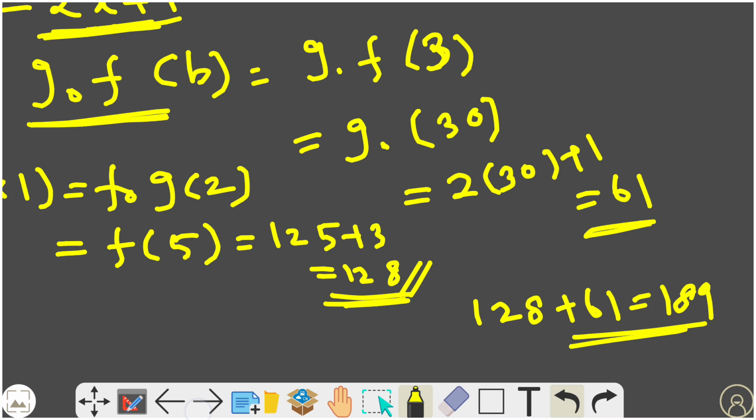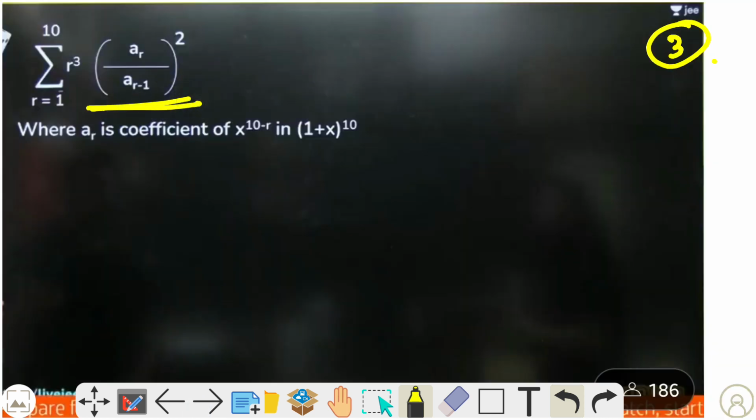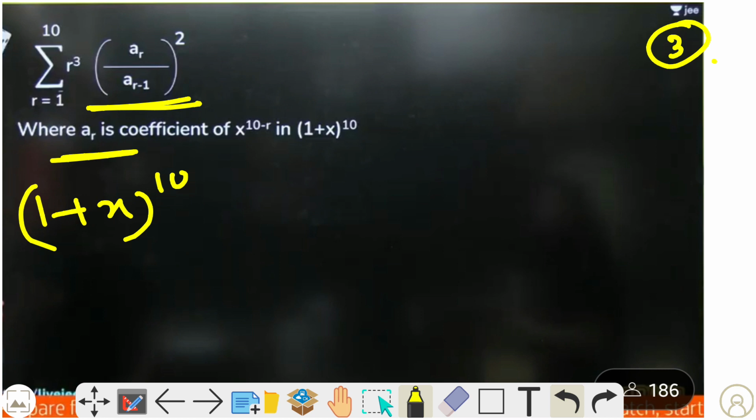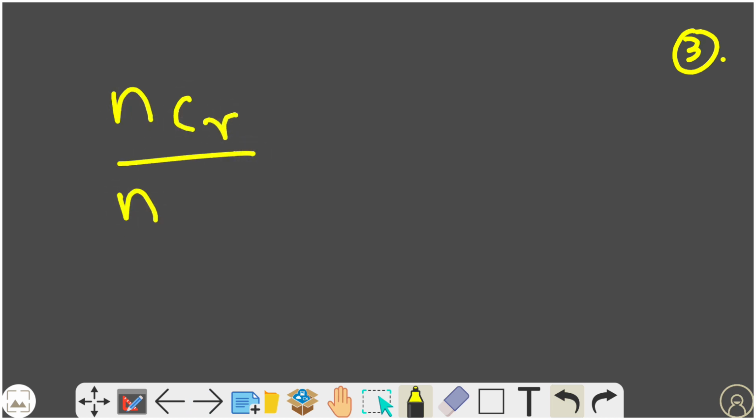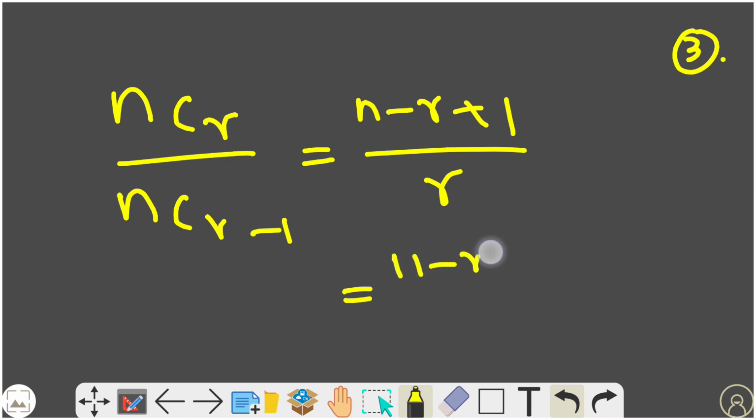Okay, so we need to move to the third question. The third question is a sequence and series type of question. Summation r equal to 1 to 10 of r cube, ar divided by ar minus 1 the whole square, where ar is the coefficient of x power 10 minus r in the 1 plus x whole power 10. So 1 plus x whole power 10 can be written as 10 CR into x power r. So x power 10 minus r in the sense 10 C 10 minus r into x power 10 minus r. We know that NCR divided by NCR minus 1 is equal to n minus r plus 1 divided by r. Here n is 10, so 11 minus r divided by r.